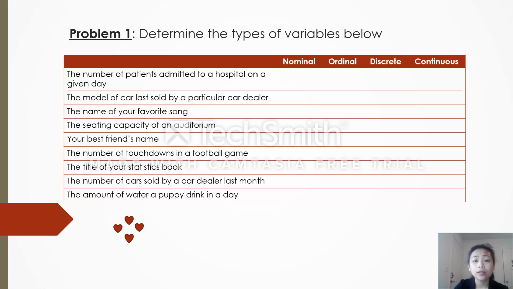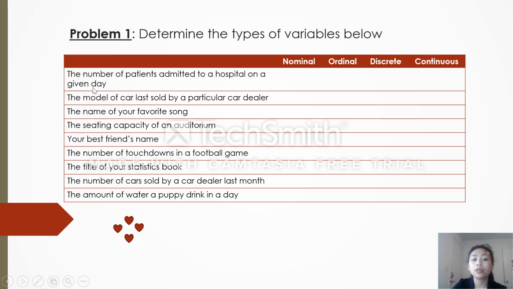Problem number 1: determine the types of variables below. The number of patients admitted to a hospital on a given day. So here we have nominal and ordinal. Those are categorical or qualitative variables. Discrete and continuous variables are numerical or quantitative variables.